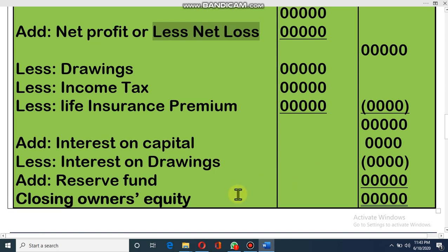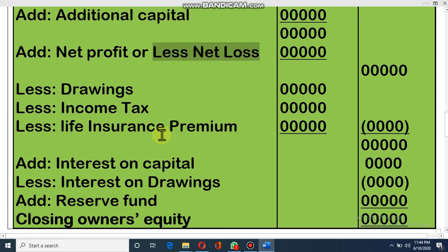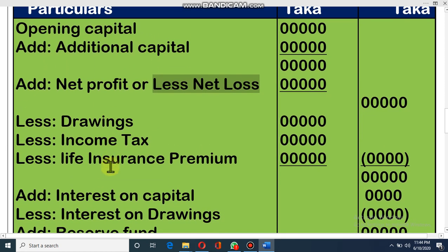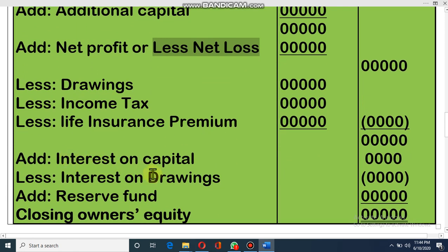Dear student, keep in your mind interest on capital and interest on drawings, most important items, and these items will be from adjustment only. For no other item I am telling it is only from adjustment or only from trial balance. Only these two items. If it is from adjustment, I will write here. If it is from trial balance, I will not write here. Dear student, be careful. Interest on capital from adjustment will be recorded in the owner's equity statement. Interest on drawings from adjustment will be recorded in the owner's equity statement.